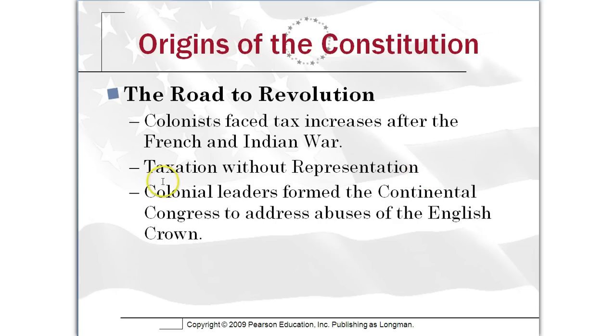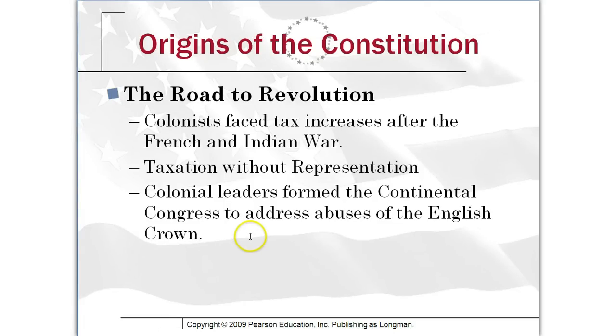This whole phrase that you all should know well from middle school or high school history class: taxation without representation. So in response to all those taxes, like the Stamp Act and the Intolerable Acts and all those things, the colonial leaders formed the Continental Congress, a group of leaders who tried to address the abuses of the English crown. They tried to send a document to the King of England, King George III, to say, this is our concern, and we hope you will address it, but the king didn't respond.